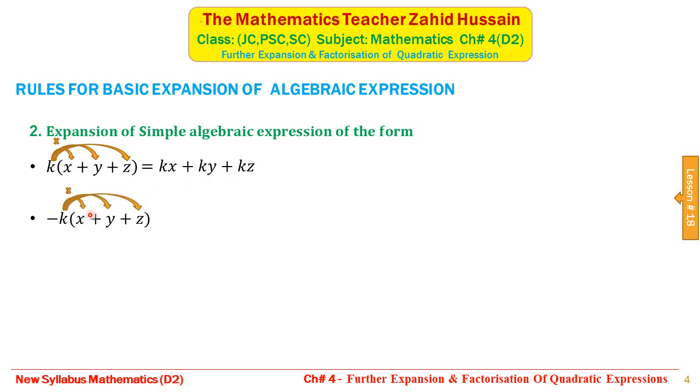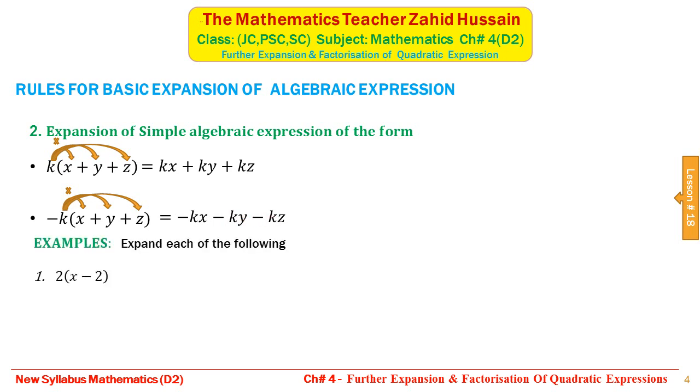And similarly, if there is negative sign outside the bracket, so we will change the sign of each term within the bracket. Minus kx, minus ky, minus kz. Expand this, we will multiply 2 with x and 2 with minus 2, and we will get 2x minus 4. Similarly, we will multiply minus 3x with 3 and minus 3x with minus 4x, and we will get minus 9x. Minus multiplied by minus will give you plus 12x square.